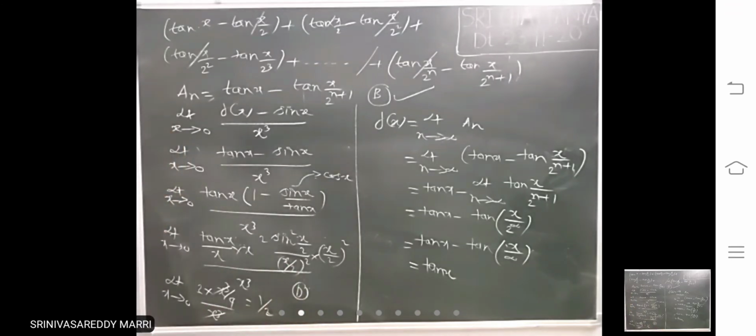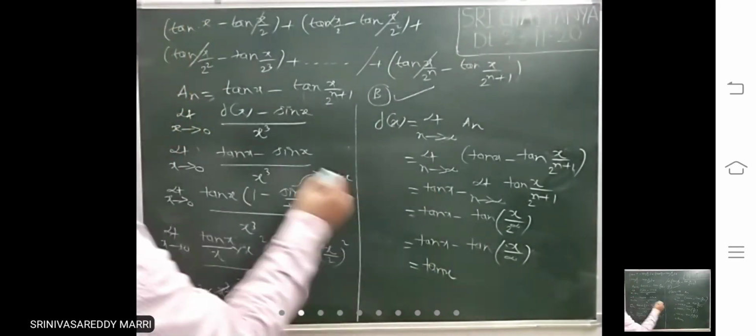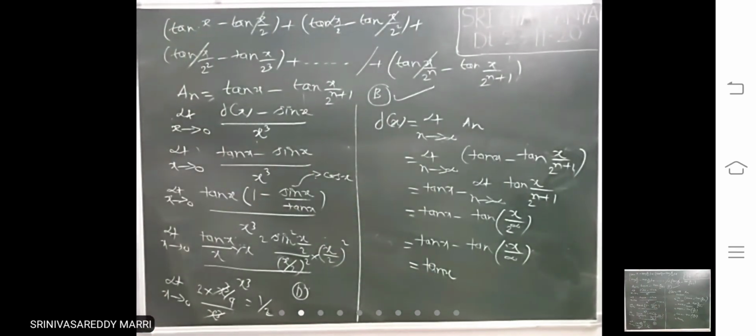First you have to evaluate sigma, after that f of x, and after that this limit. So that is the 41st question. Now look at the 42nd question.